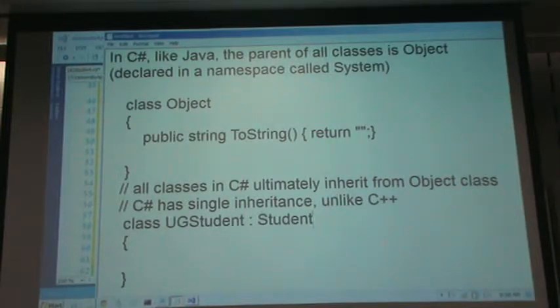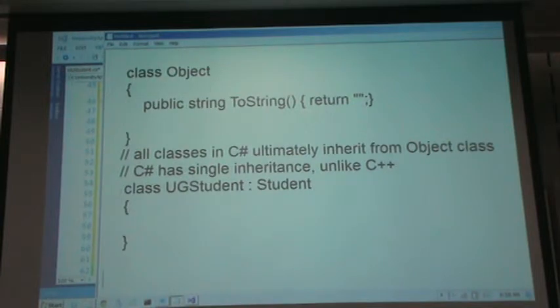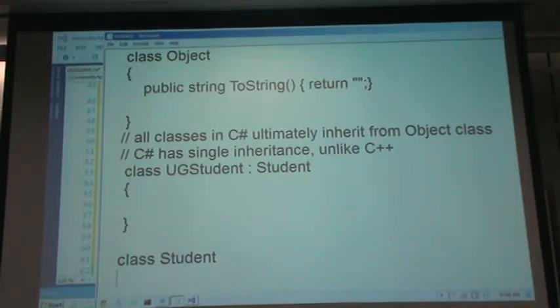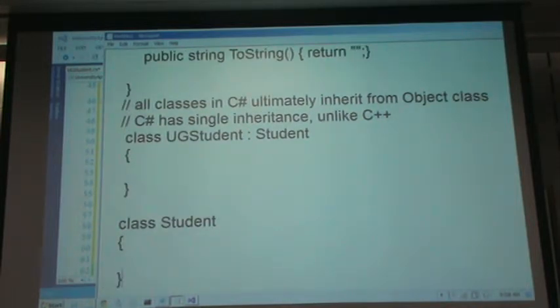Okay, so then where is the undergraduate student inheriting from? Student, right? Now let me create a class called student. And suppose I do not say where it is inheriting from. So the situation is like this.